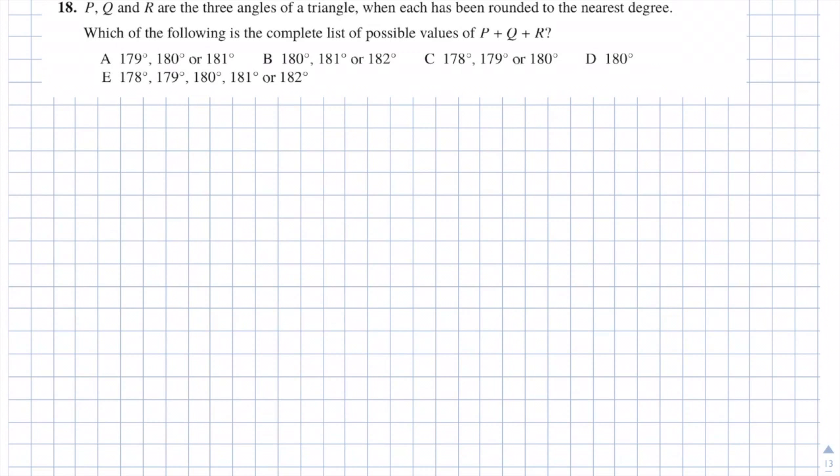So the first thing to think about is obviously the sum of the angles within a triangle will add up to 180 degrees. So we can say P plus Q plus R equals 180. And another thing we know is that when an angle is rounded up to the nearest degree, it will be increased by at most 0.5 degrees. And also, when an angle is rounded down, it will have decreased by at most 0.5 degrees. And we can say that for all three angles P, Q and R.